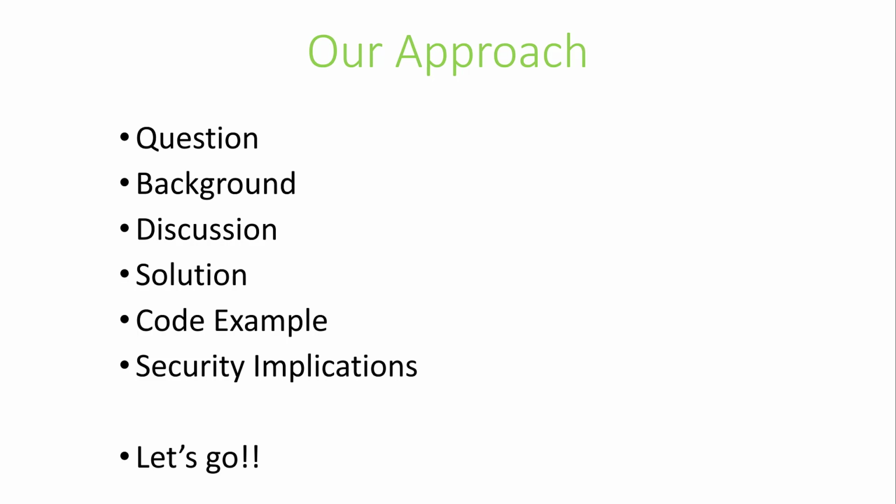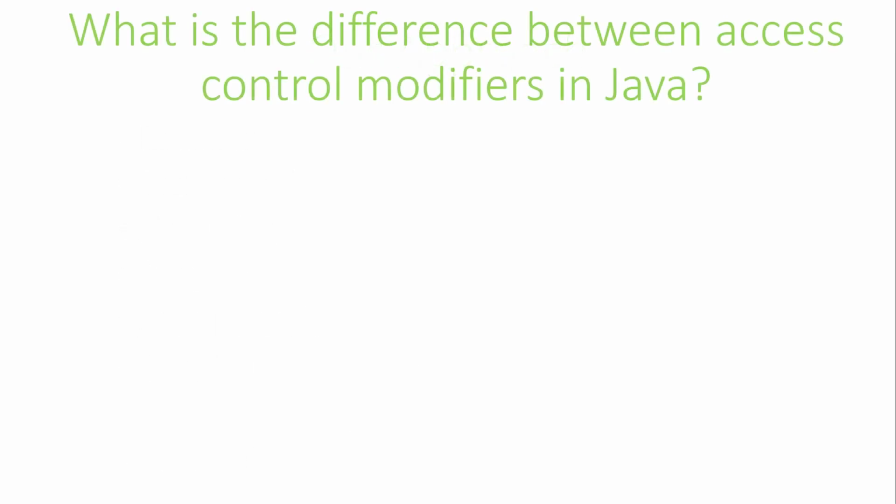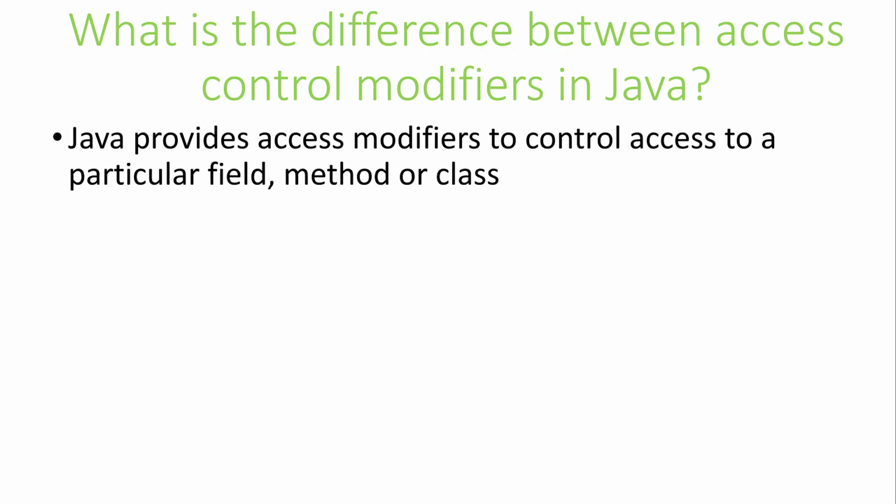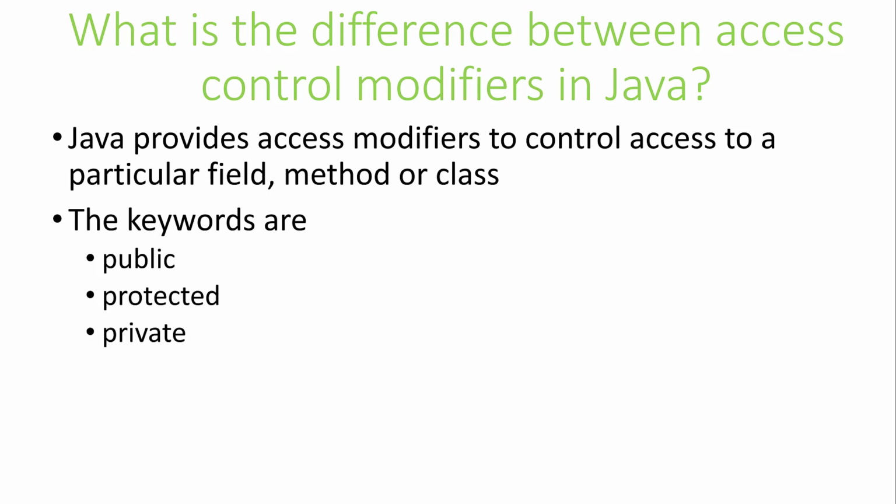Let's go. The question today is, what is the difference between the access control modifiers in Java? Java provides access modifiers to control access to fields, methods, and classes. The keywords, which are also reserved words, are public, protected, and private. And the default modifier, which here is listed as no modifier.